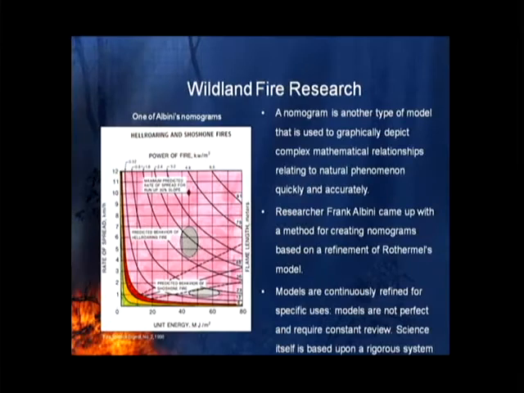Models aren't perfect. I read a paper written by some researchers in Greece that found that Rothermel's equations didn't quite work for them. Different conditions. Greece is a bunch of limestone that's been carved up. You know, there's not this dense underbrush like there is out west. It's a completely different area, so it didn't work for them. That's the way it is. It's natural science. It's never perfect. Science itself is based on a rigorous system of critical review, so it's part of it.